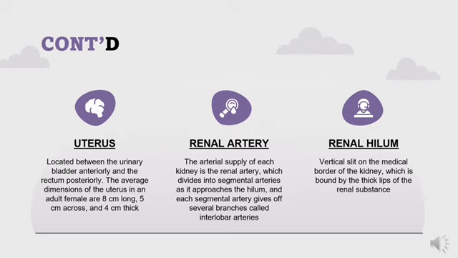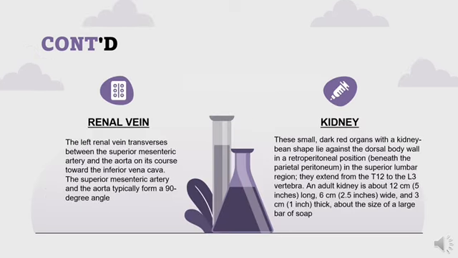Renal hilum. Vertically on the medial border of the kidney, which is bound by the 3 lips of the renal substance. Renal vein. The left renal vein runs between the superior mesenteric artery and the aorta on its course toward the inferior vena cava. The superior mesenteric artery and the aorta typically form a 90-degree angle.